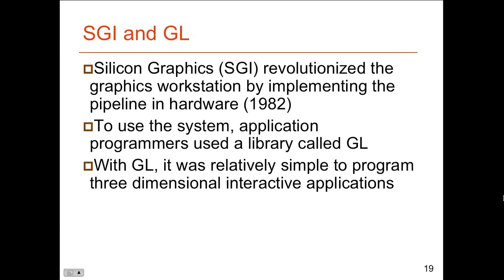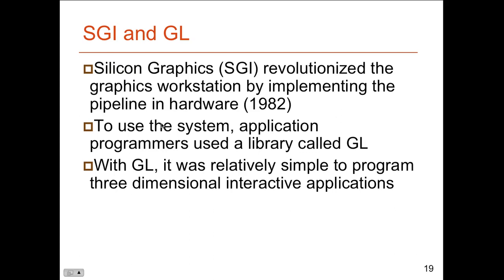We had SGI and GL. Now we're getting closer to modern day. Silicon Graphics revolutionized things. Silicon Graphics machines had high-end graphics processors that worked with graphic manipulation, and implemented pipelines in the hardware in 1982. Not too long ago, I guess. Well, '82, I guess, for you guys. It's probably when you were born. I don't know. To use the system, application programmers used a library called GL.